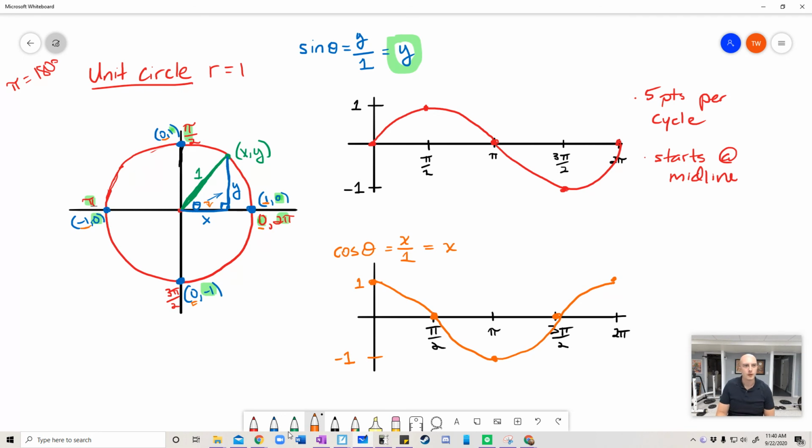Okay, extra credit opportunity. Figure out what a cycle of tangent theta would be and graph it. But this is just one cycle of cosine. Notice it's still 5 points that you need to graph per cycle. And a difference is that cosine, if it's just a regular cosine function, starts at a maximum.